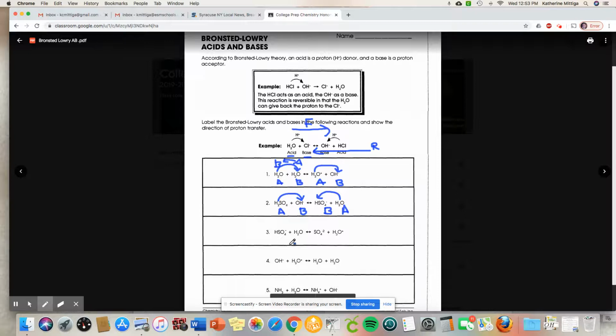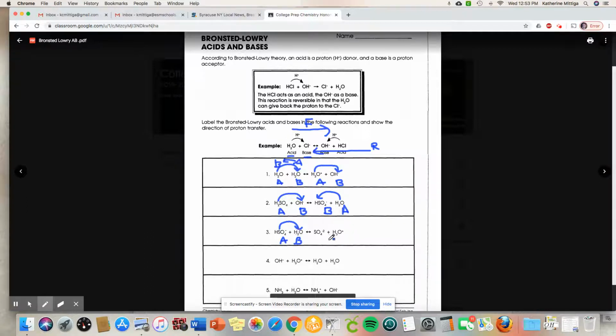HSO4 minus becomes SO4 2 minus. What happens? Looks like it gave away an H. So if it gives away an H, this is our acid, this is our base. Now, by the way, even though I see that all of these have gone from the first reactant to the second, that doesn't necessarily have to be the case because you can write them in either order. So don't always say, oh, the first one donates to the second. It's not correct.